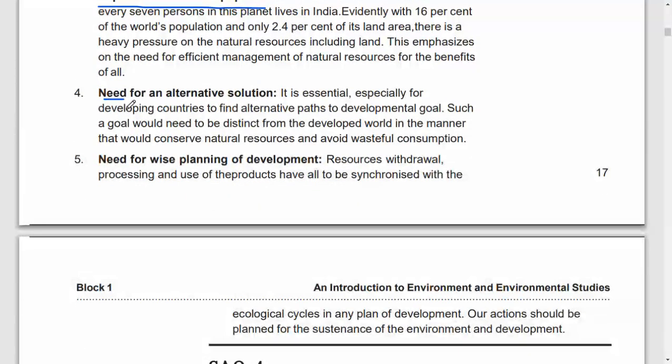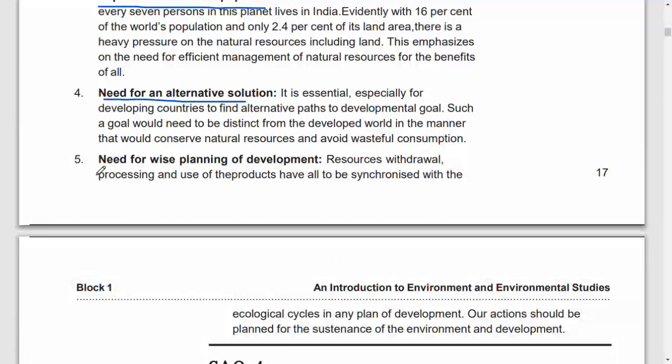4. Need for an alternative solution. It is essential, especially for developing countries, to find alternative paths to developmental goals. Such a goal would need to be distinct from the developed world in a manner that would conserve natural resources and avoid wasteful consumption.